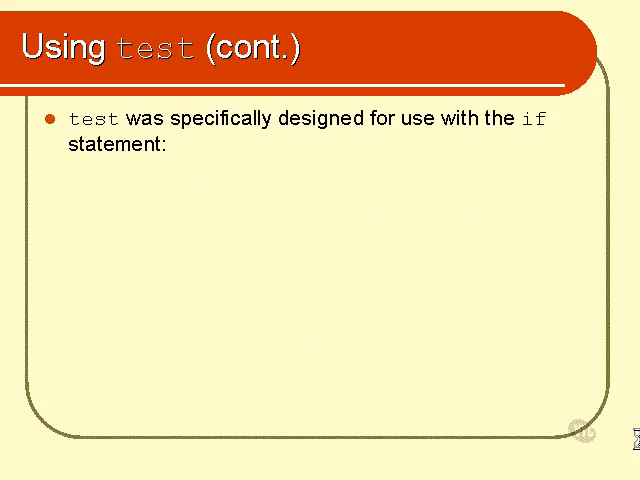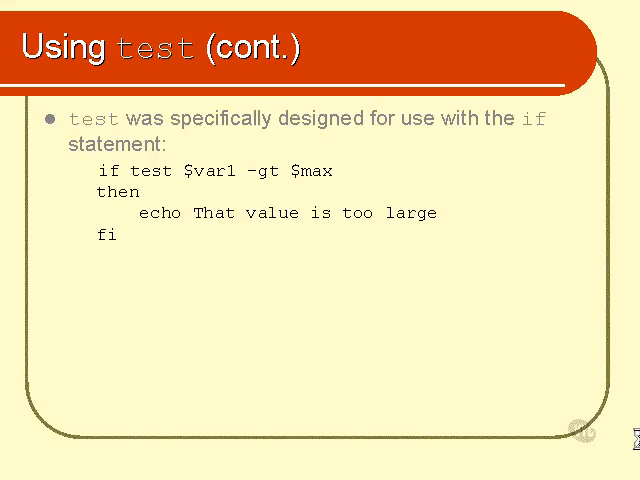Now, as many of you will have already guessed, test was actually designed for specific use with the if statement, and here's an example of how you might use that. You might have a variable called var1, and you might have another variable called, let's say, max, and we can test them using the -gt option. -gt means greater than, gt for greater than.